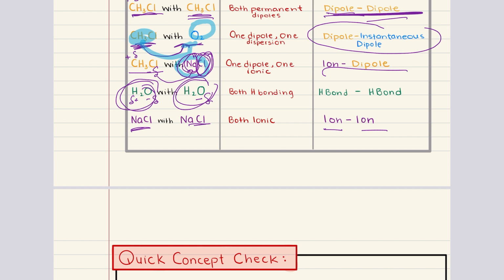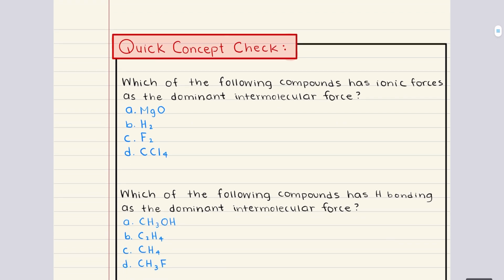So here we have sodium chloride interacting with sodium chloride. Since both compounds are ionic, they will interact through strong ion-ion electrostatic attractions. Now, taking all this, let's apply what we've learned to a couple of concept check questions. This first question asks, which of the following compounds has ionic forces as the dominant force?